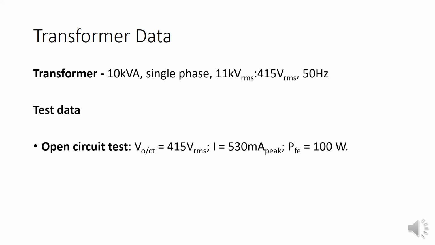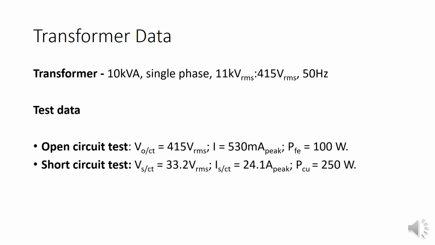So the next test is the short circuit test, right? In the short circuit test, what you are doing is you will short circuit the load, then you measure the input voltage. So VS, this short circuit voltage 33.2, that is actually the voltage that you are seeing from the primary side, because the output voltage you cannot find, as it is already short circuit, right? Then the short circuit current, that is equal to 24.1 amperes peak.